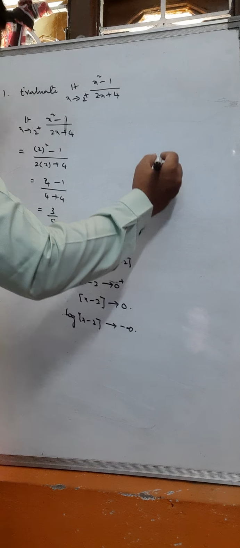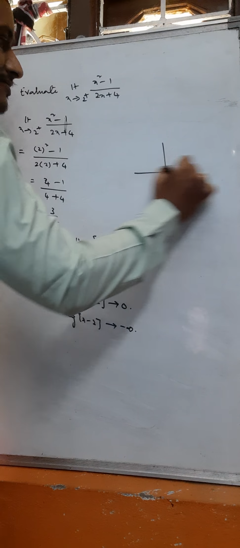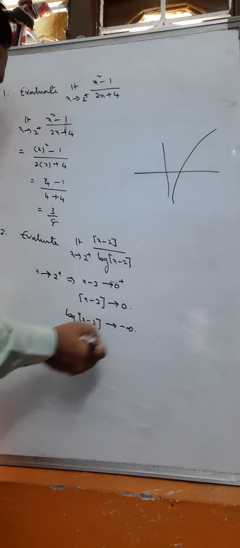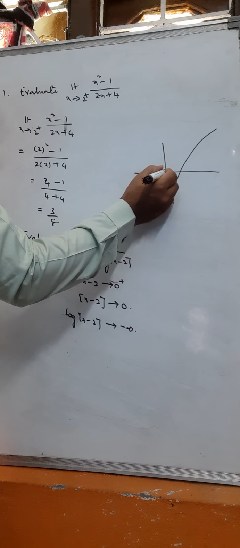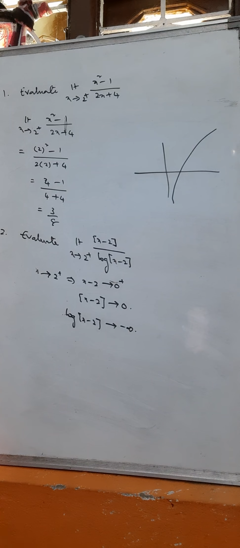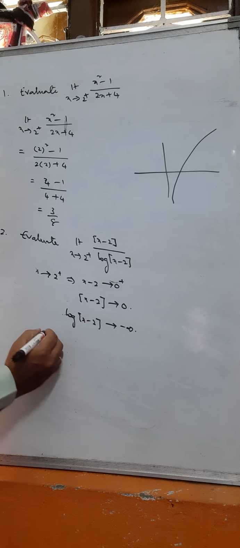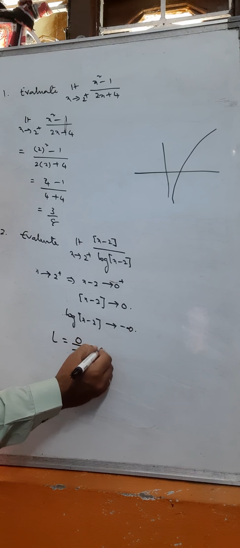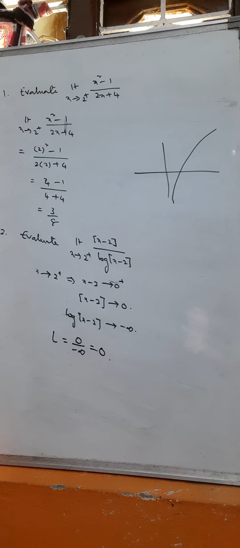So here is the diagram of log x. If x approaches 0 plus, the log function gives minus infinity. So from this, the limit value is equal to 0 by minus infinity, and 0 by minus infinity gives 0 only.